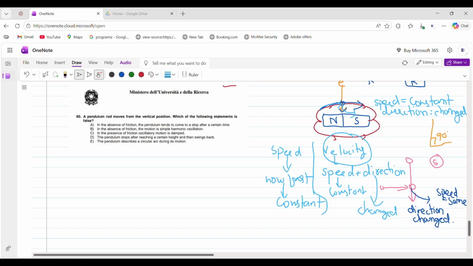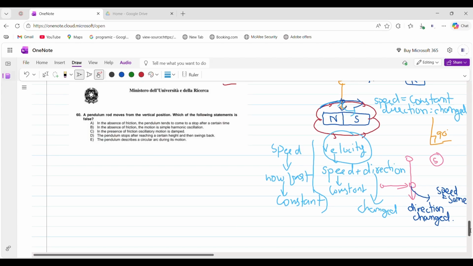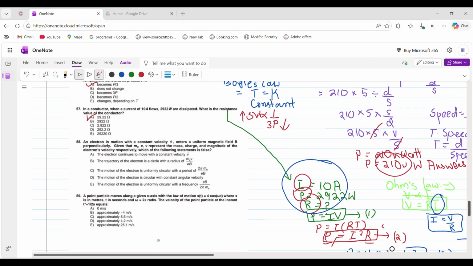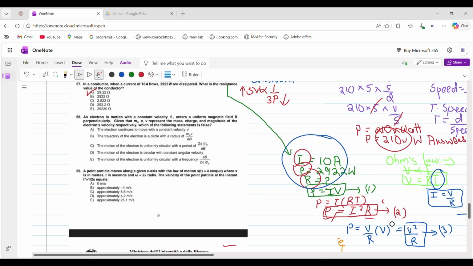So overall, what would be the effect on the velocity? Again, it would be changed because of the change in direction, right? So velocity would be changed. It would not remain constant. And in the first option, they have mentioned constant velocity. But we have just seen that the velocity will change because of the change in direction. So our option A is the false statement, which means the right answer.